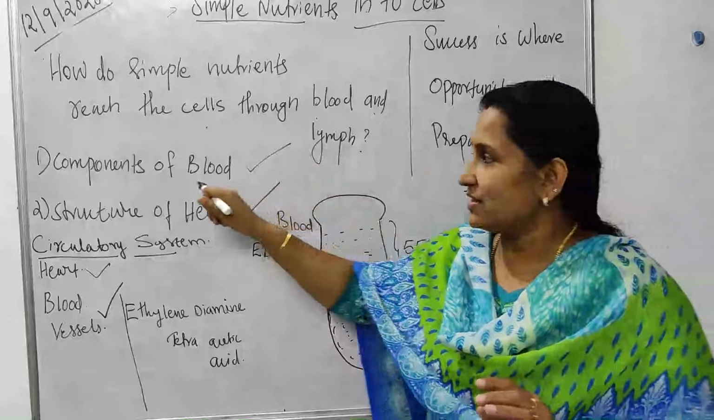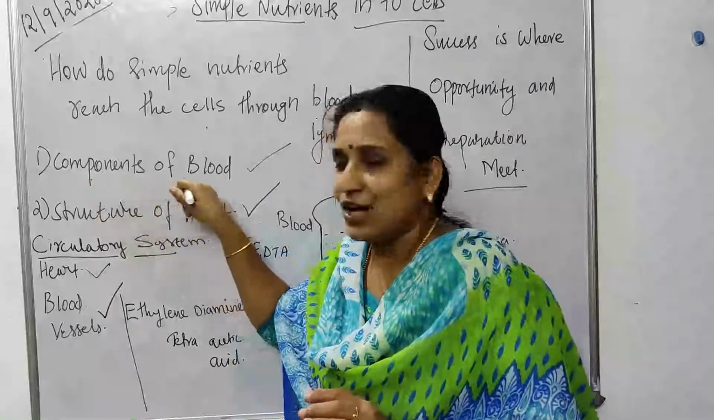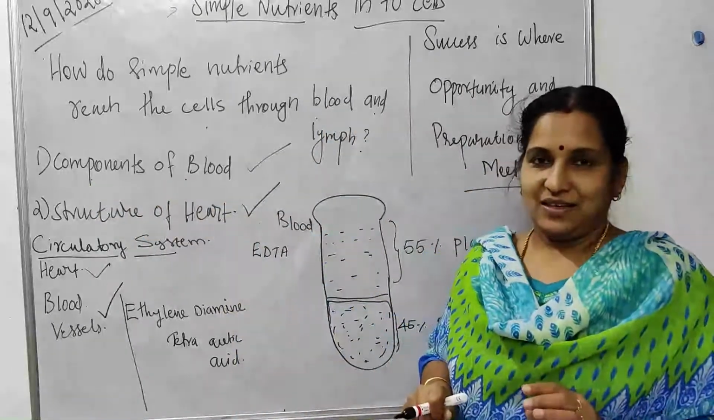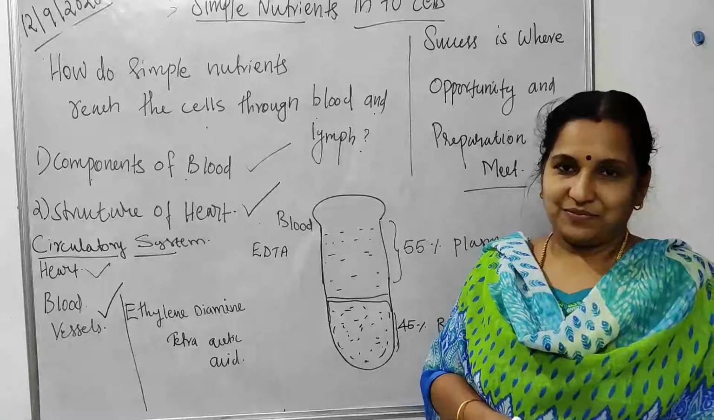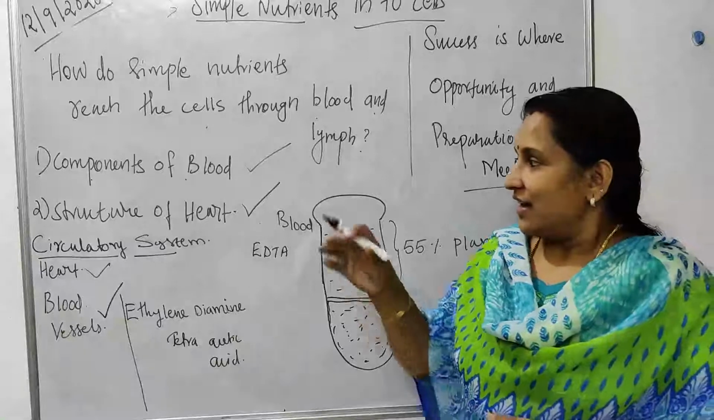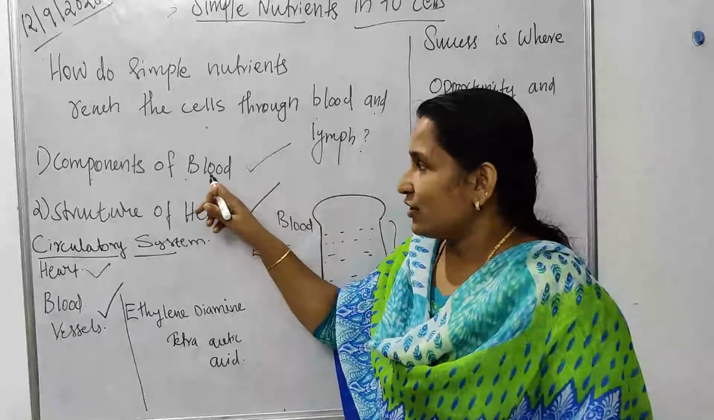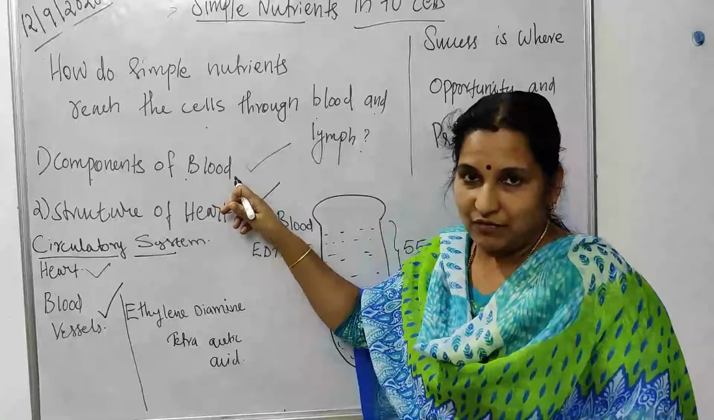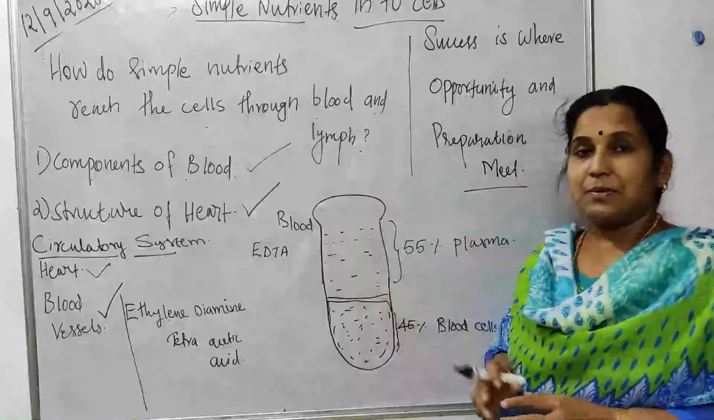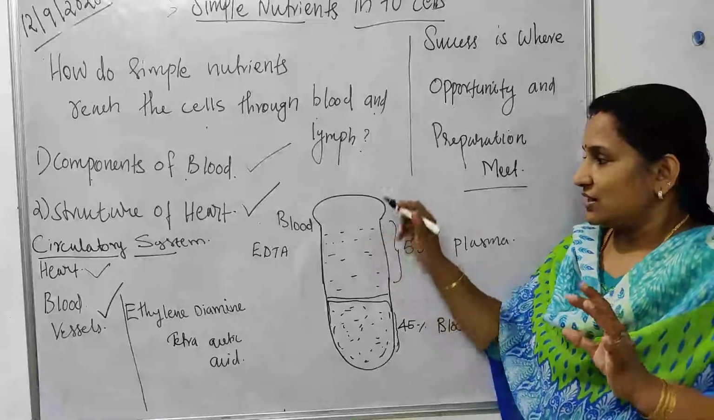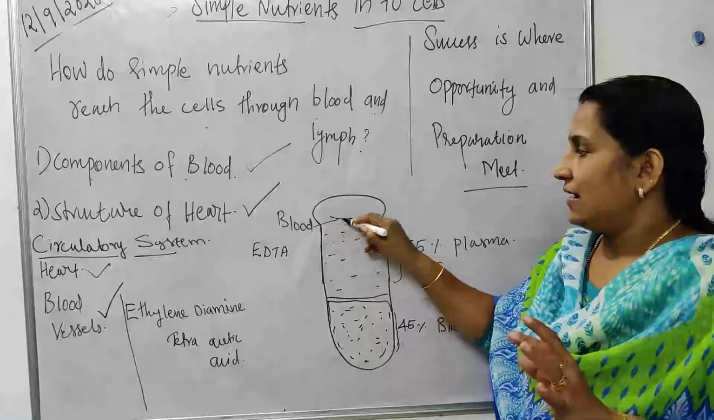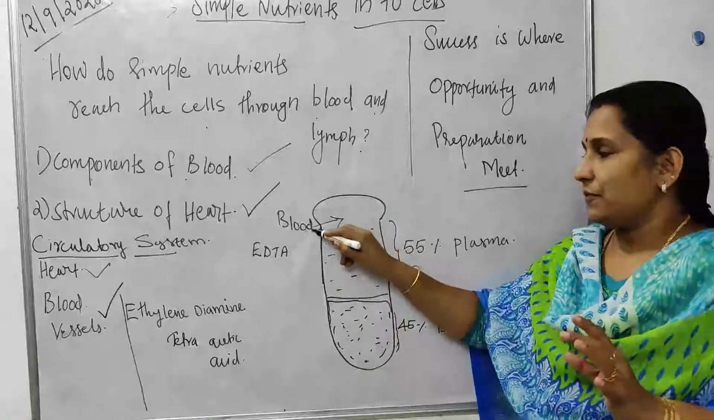The first one is, what are the components of blood? How do we know the components of blood? We can study the components present in the blood with the help of a simple experiment. Take one test tube. Into the test tube, we add blood.